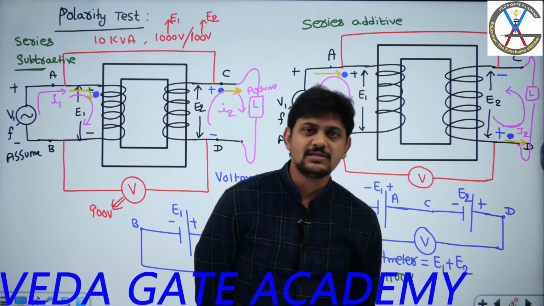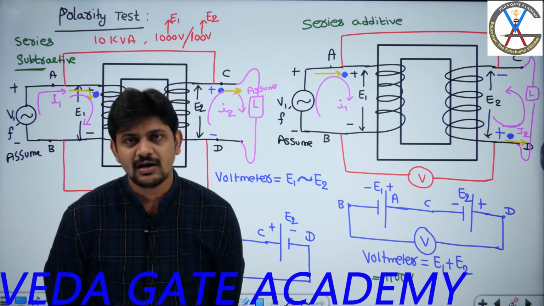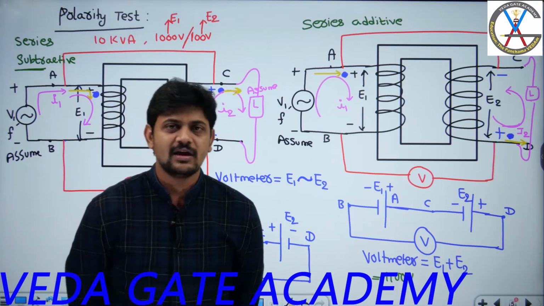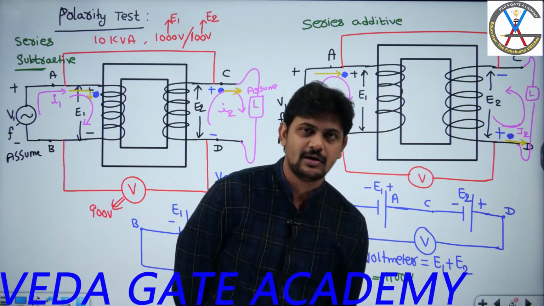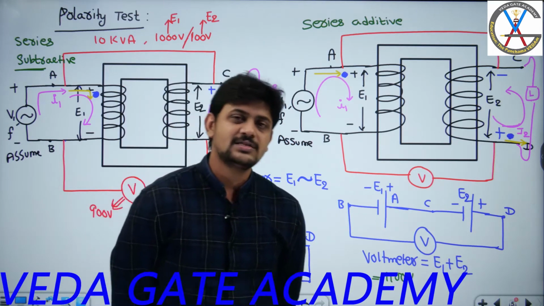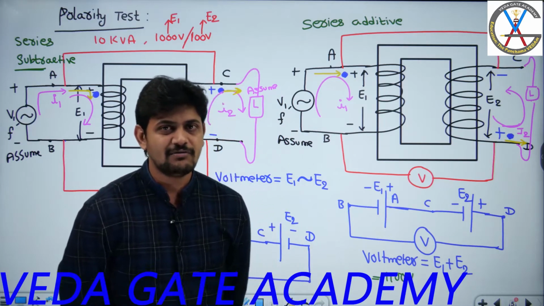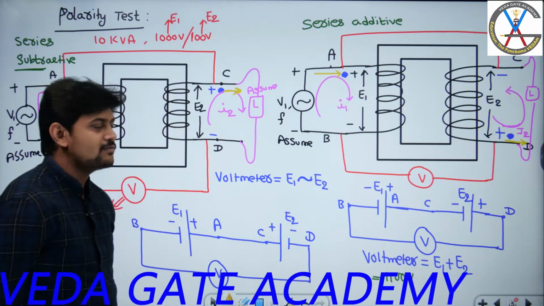The third one is, irrespective of the sense of winding, if in the primary side the current is entering the dotted terminal, on the secondary side the current has to leave the dotted terminal. Whereas if on the primary side the current is leaving the dotted terminal, on the secondary side the current has to enter the dotted terminal. So these are the standard observations we are going to get from this polarity.